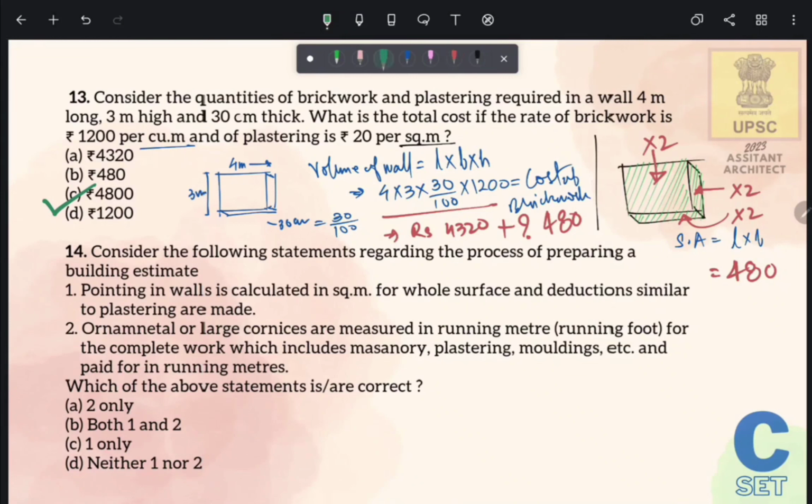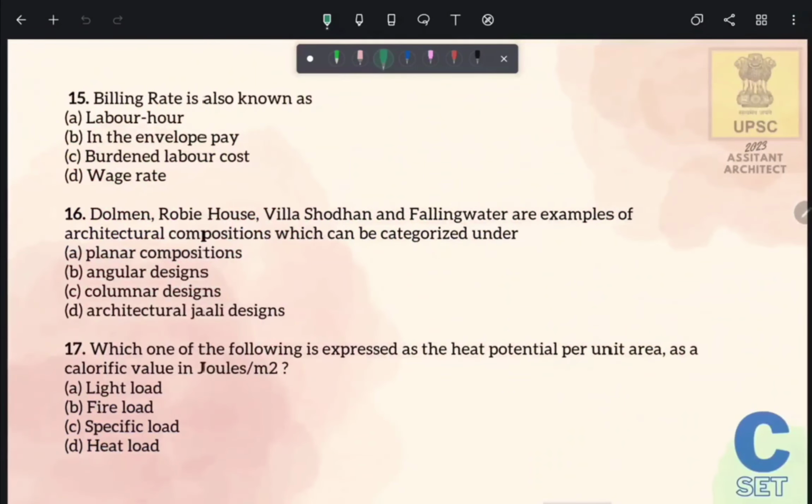Now let's move to the next question. Consider the following statements regarding the process of preparing a building estimate. Statement 1: pointing in a wall is calculated in square meter for the whole surface and deductions similar to plastering are made. So this is a true statement. Next statement: ornamental or large cornices are measured in running meter. So this is also a true statement. Therefore the correct answer will be option number B. Both statements 1 and 2 are correct. Let's move to the next question.